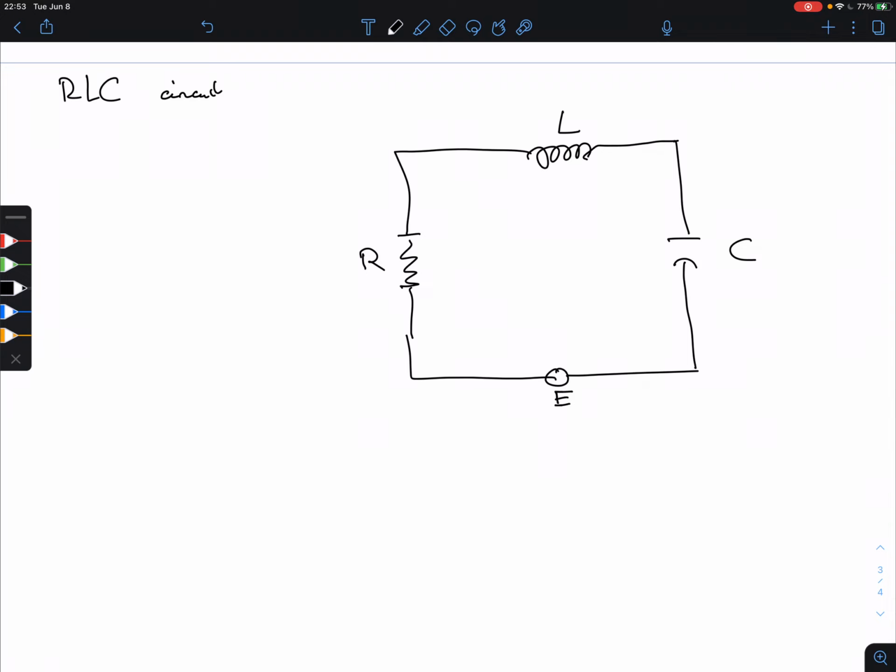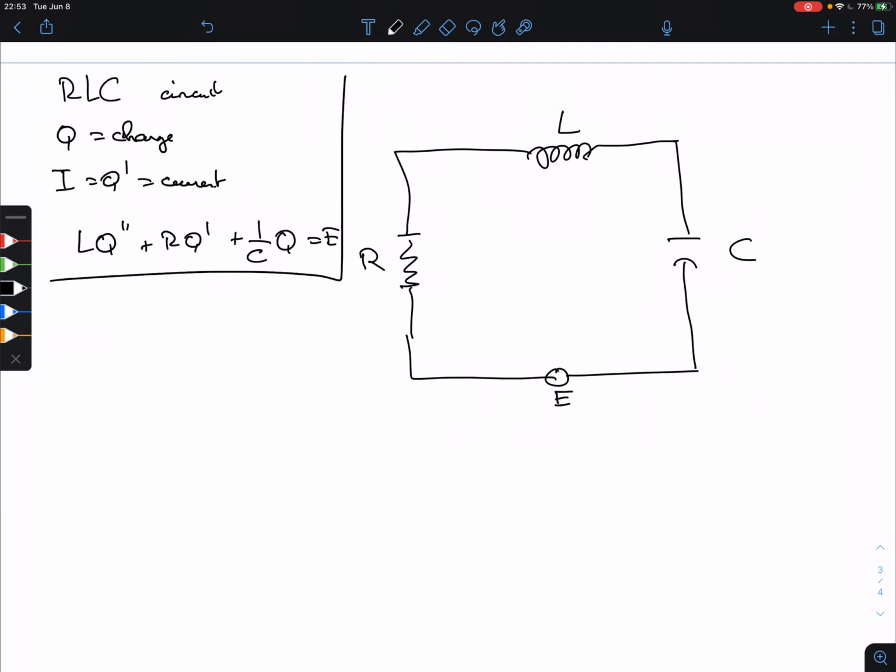Okay, and so what is the general equation here? The differential equation here is in terms of Q, which is the charge, although what one is interested in is the current, which is a derivative. So remember that I is a derivative of Q, that's the current. That is what one is interested in. So you have to find the current always. Our equation is L Q double prime plus R Q prime plus 1 over C Q equals E. So that is our differential equation.